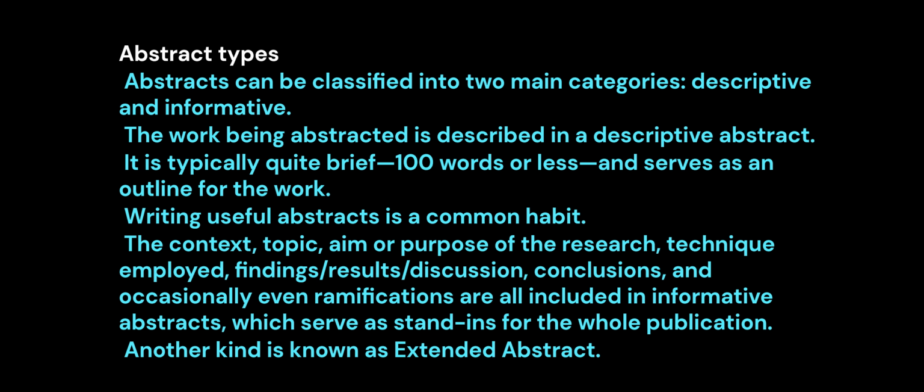Abstract types. Abstracts can be classified into two main categories: descriptive and informative. The work being abstracted is described in a descriptive abstract. It is typically quite brief, 100 words or less, and serves as an outline for the work. Informative abstracts, which serve as stand-ins for the whole publication, include the context, topic, aim or purpose of the research, technique employed, findings, results, discussion, conclusions, and occasionally even ramifications. Another kind is known as an extended abstract.